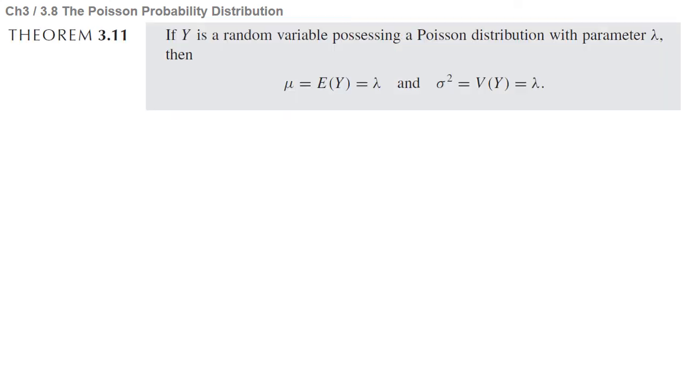Okay, let's move on to theorem 3.11. This is about the expected value and variance of y when y follows a Poisson distribution. So if y is a random variable possessing a Poisson distribution with parameter lambda, then the expected value of y is lambda, and the variance of y is again lambda. Okay, let's look at this.